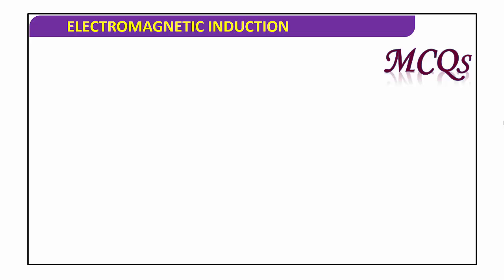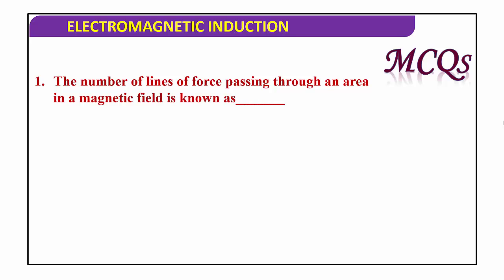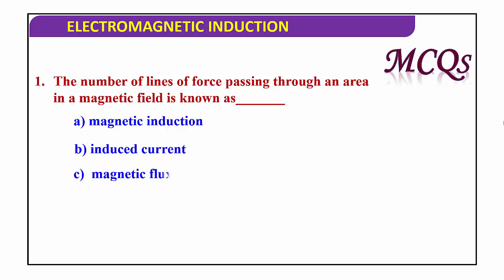Now let us observe some MCQs related to magnetic flux. Yes, the question is, the number of lines of force passing through an area in a magnetic field is known as: option A, magnetic induction, option B, induced current, option C, magnetic flux, option D, magnetic field. The number of lines of force passing through an area in a magnetic field is known as magnetic flux. This is the definition of magnetic flux.